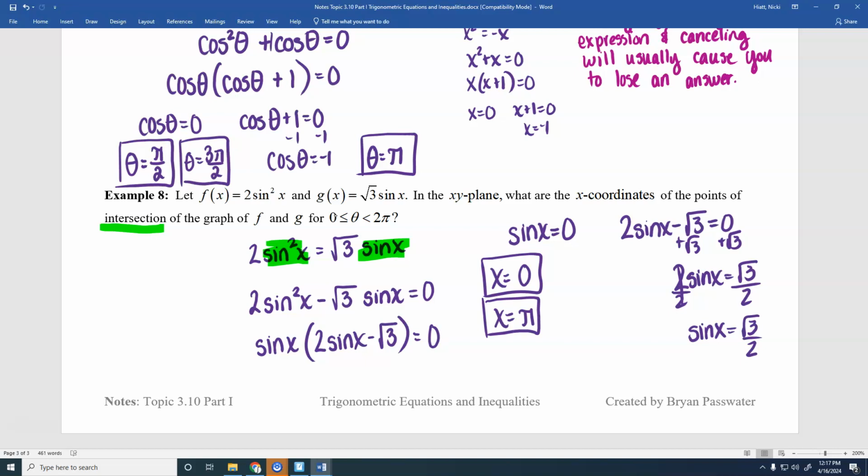Okay. Then I have to think about where sine x equals square root of 3 over 2. Where does that happen? Sine is your y coordinate. It is going to be pi over 3. And then you got another place. Where is it? 2 pi over 3.